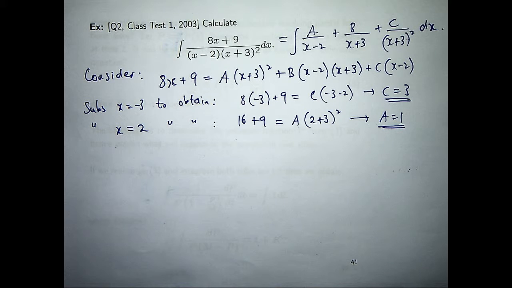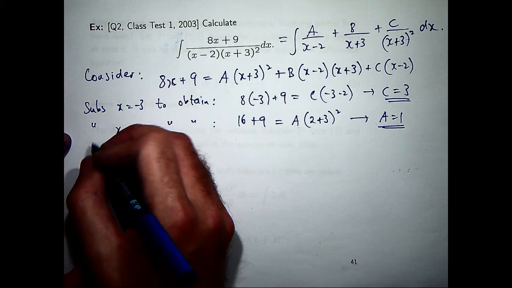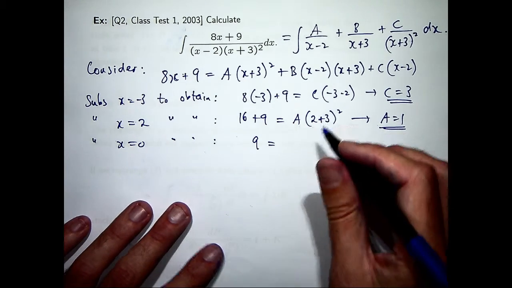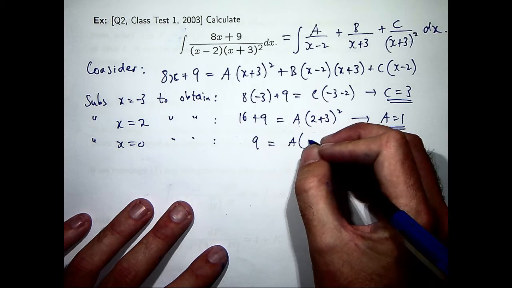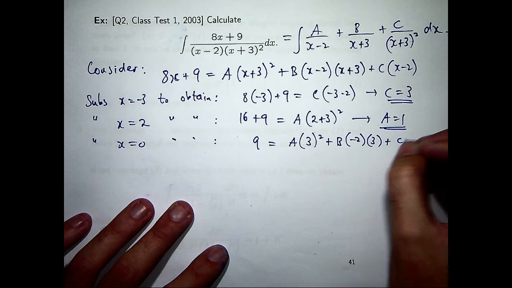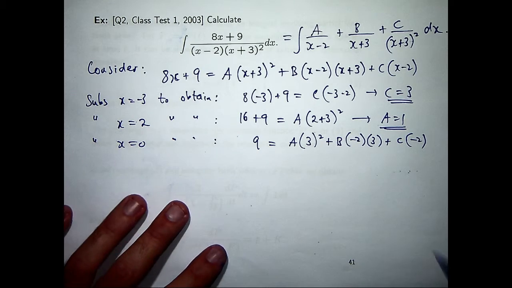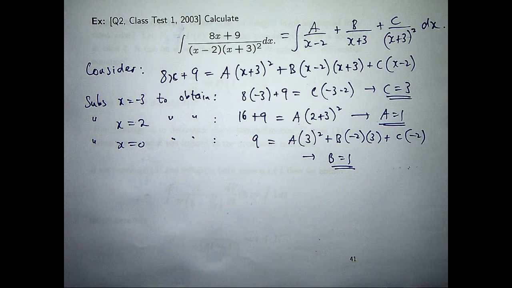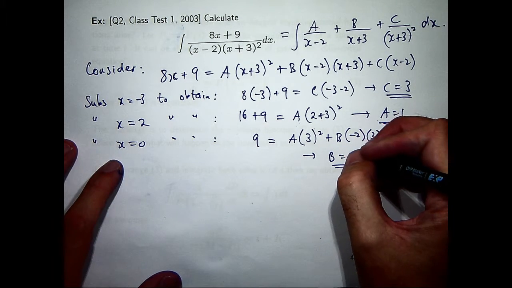Yeah, you could equate x squared. I guess you could also substitute in x equals 0. 0 is a pretty easy number to work with. So on the left-hand side, I'm going to get 9. On the right-hand side, I'm going to get something like this. Now, I already know what A and C are, so this is going to give me B equals minus 1. So I've got my 3 constants that I'm chasing. Now I can integrate, hopefully. Oh, minus 1. Sorry, I left the minus off.